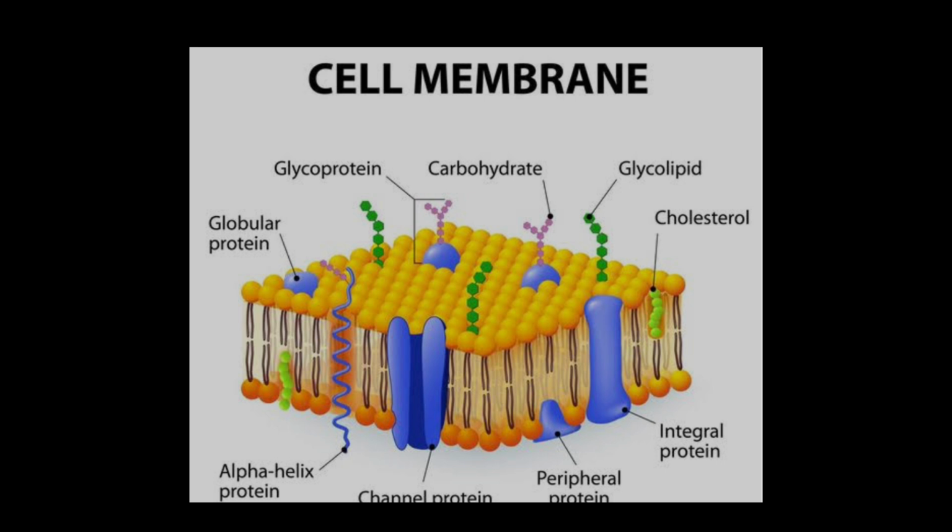The chief functions of the cell membrane: first, it separates the contents of the cell from its surroundings. The second is that it regulates the entry of certain solutes and ions. Third, it maintains the shape of the cell in animal cells only.